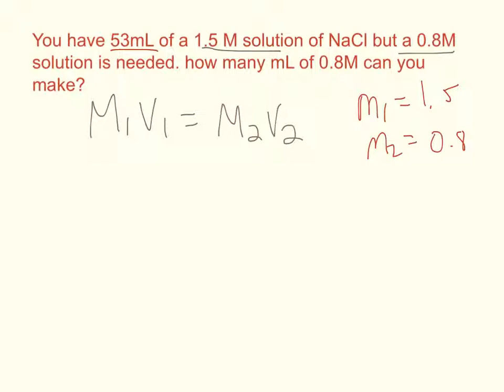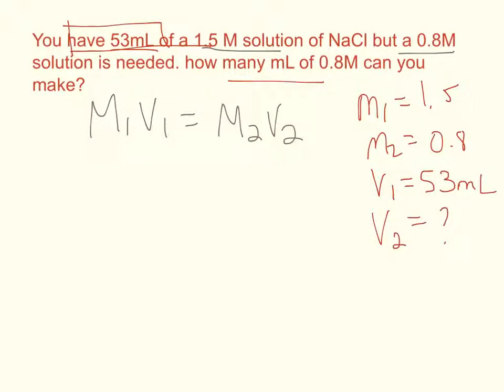It also tells us how much of that 1.5 we have. So we have 53 milliliters. And the question is asking, how much of that 0.8 can you actually make? So the V1 given to us is 53 milliliters. That's how much we have. The V2 question is exactly how much we'll make of that 0.8. Your M1 will always go with your V1, and your M2 will always go with your V2. So just making that clear.